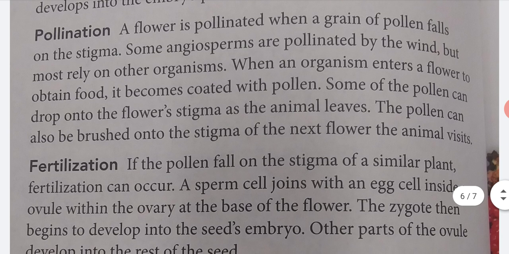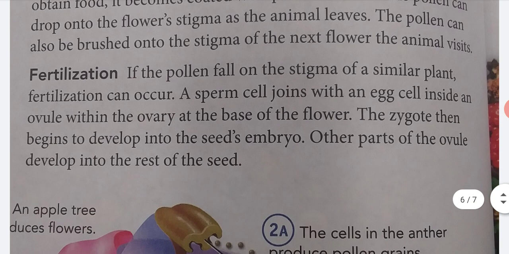Pollination. A flower is pollinated when a grain of pollen falls on the stigma. Some angiosperms are pollinated by the wind, but most rely on other organisms. When an organism enters a flower to obtain food, it becomes coated with pollen. Some of the pollen can drop onto the flower stigma as the animal leaves. The pollen can also be brushed onto the stigma of the next flower the animal visits.